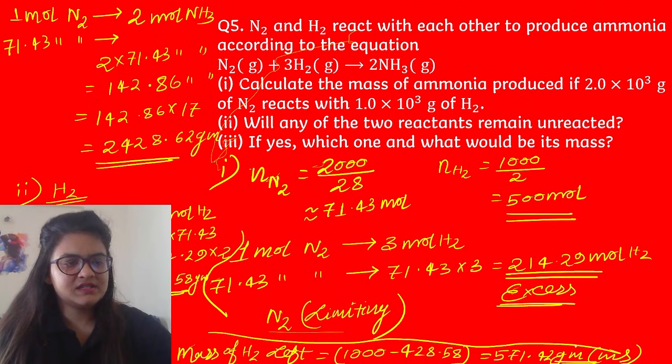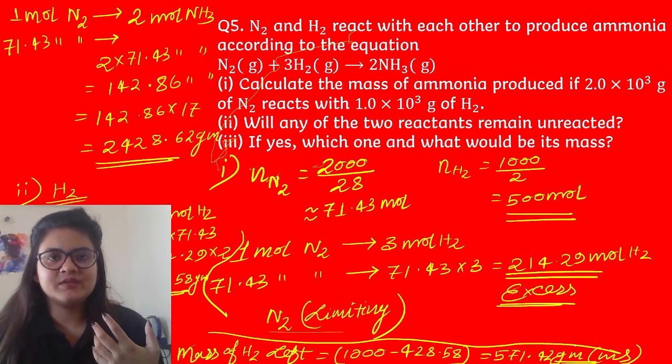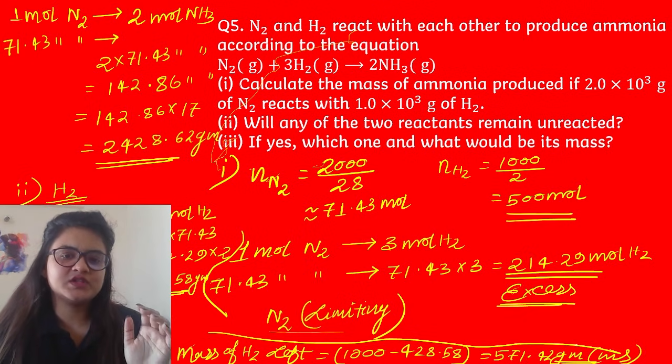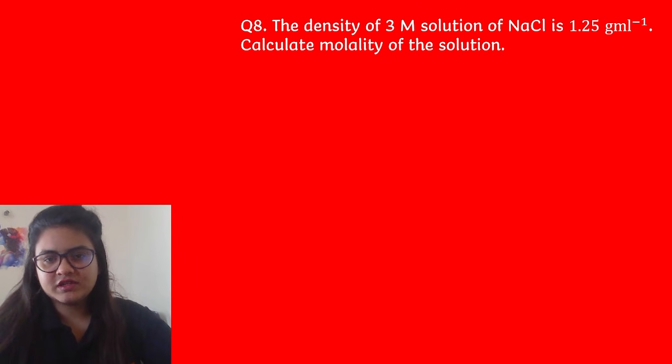Let's proceed further. For this type of problem, try to analyze step by step. At first find the limiting reagent, find out the excess reagent. With respect to the limiting reagent only, calculate the amount of product. Okay, so yes, let's proceed to the next question.